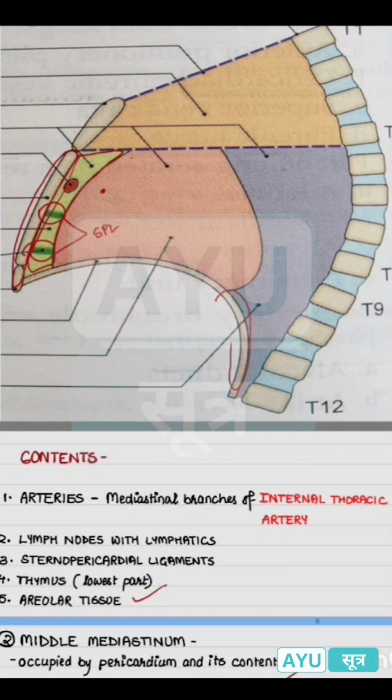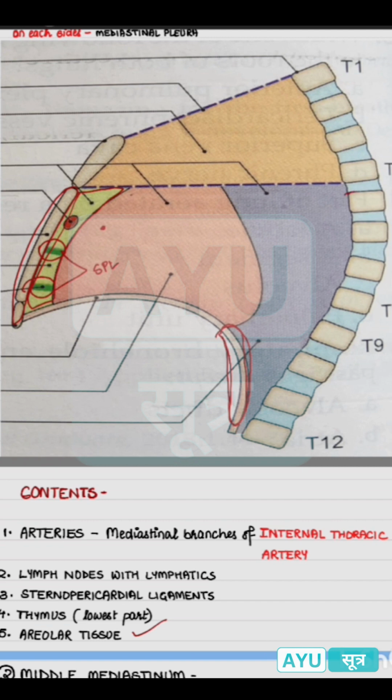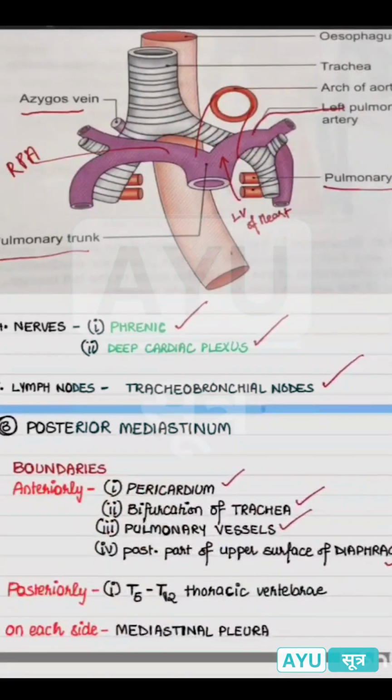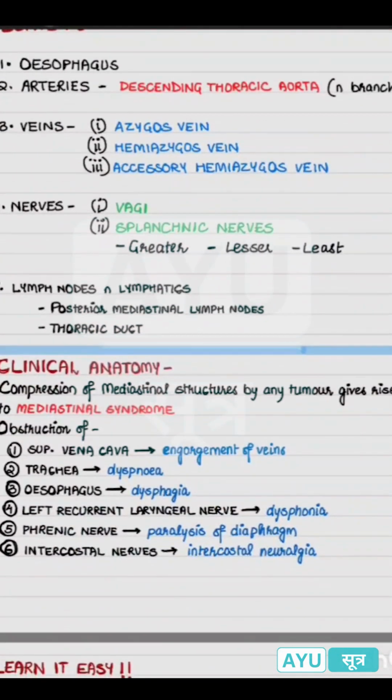The posterior part of upper surface of diaphragm, and posteriorly by the T5 to T12 thoracic vertebrae, and on each side by the mediastinal pleura. And its contents are the esophagus, artery, that is descending thoracic aorta, veins, azygous vein, hemiazygous vein, and accessory hemiazygous vein, nerves, vagi nerves, and the greater, lesser, and least splanchnic nerves. Next are the lymph nodes and lymphatics, posterior mediastinal lymph nodes, and the thoracic duct.